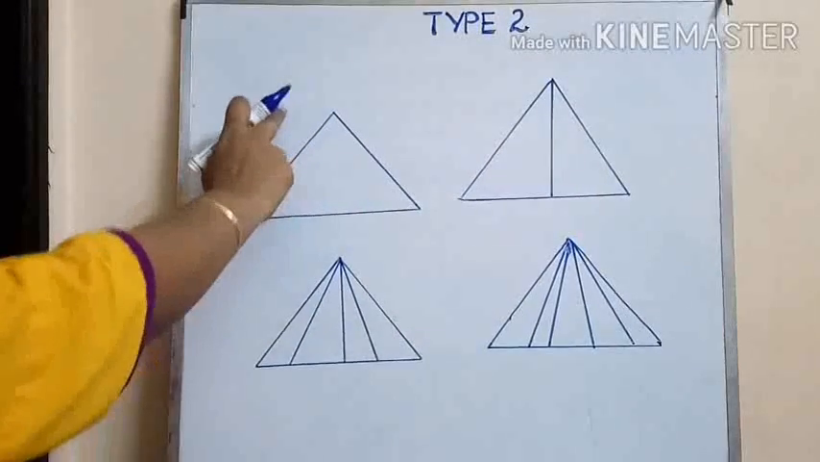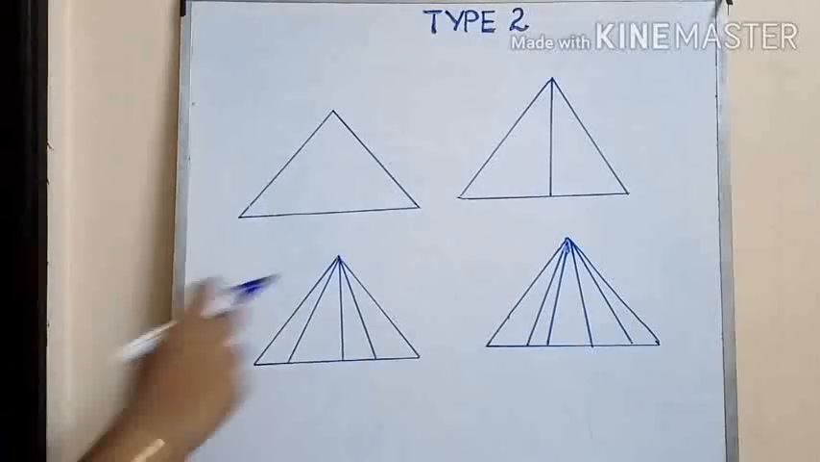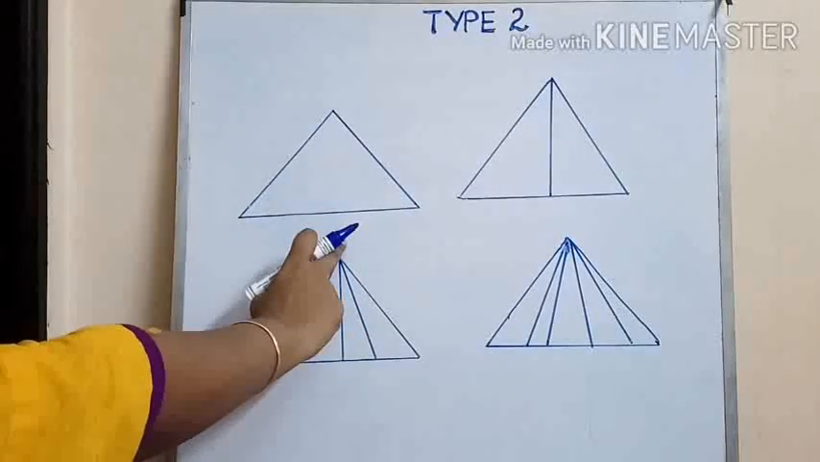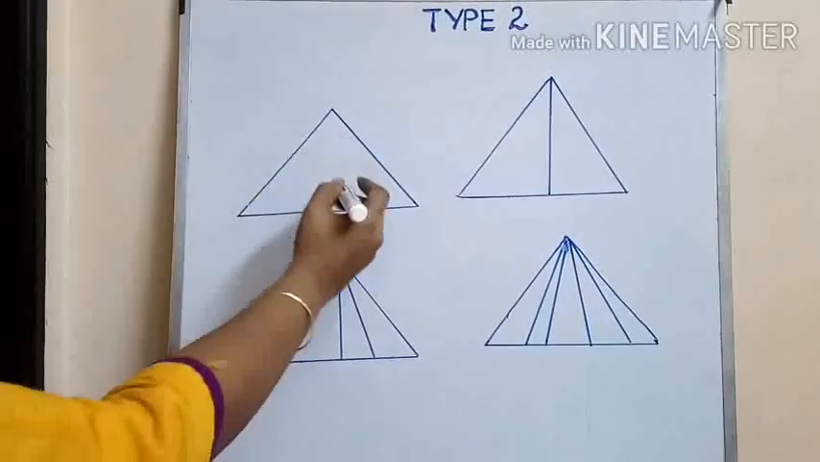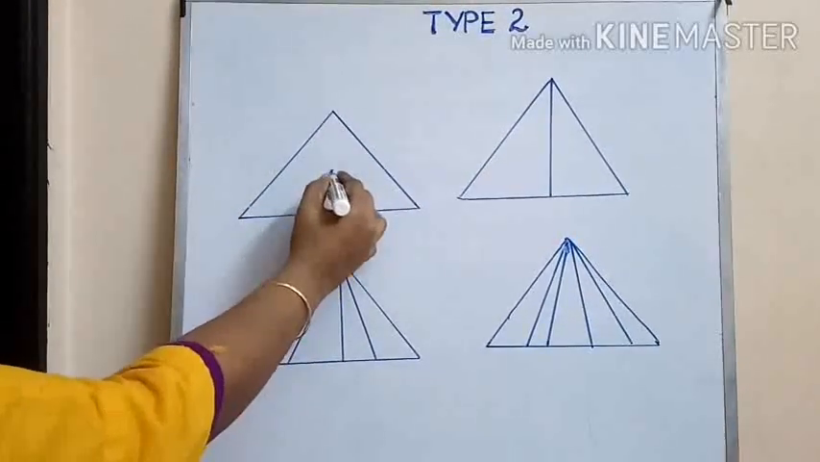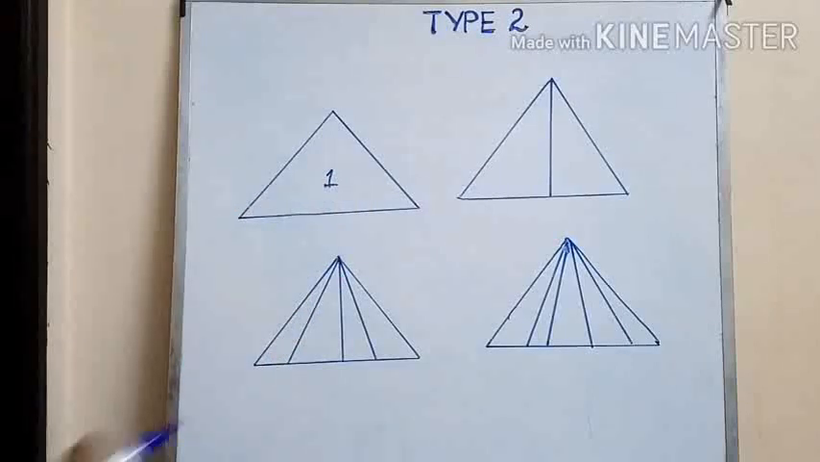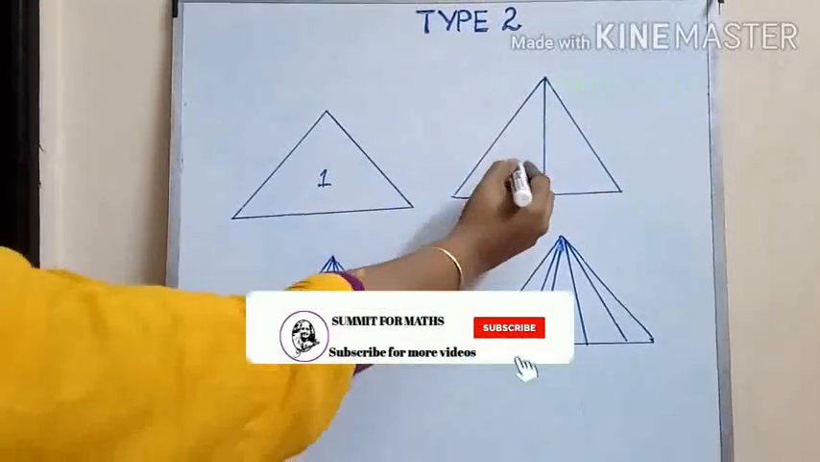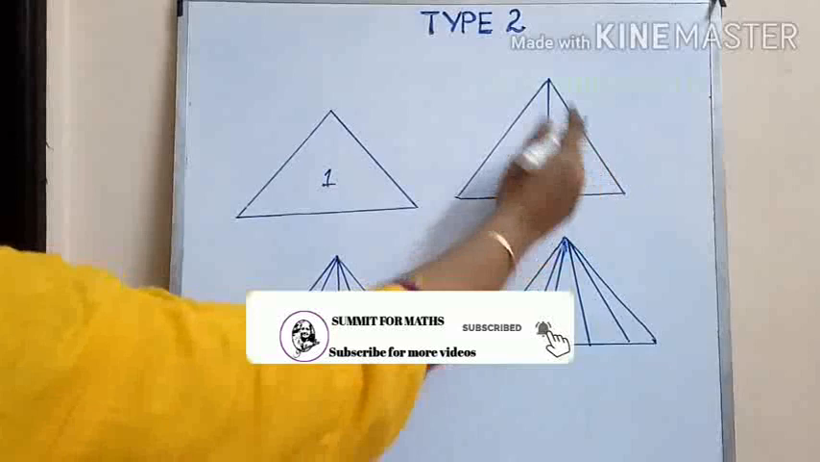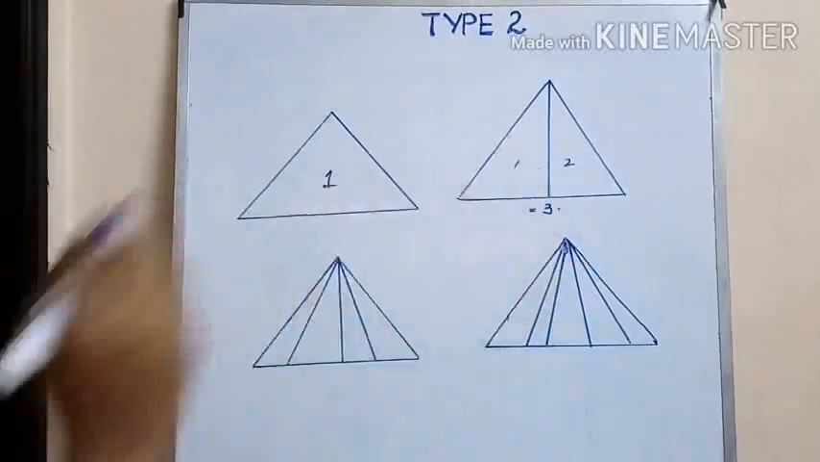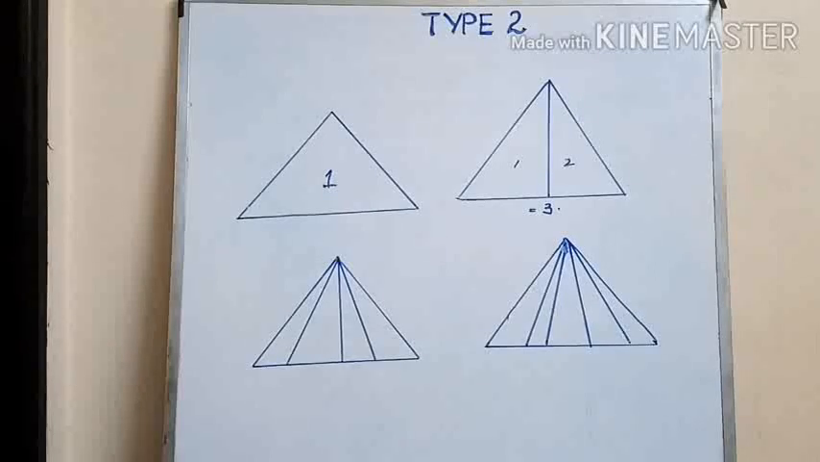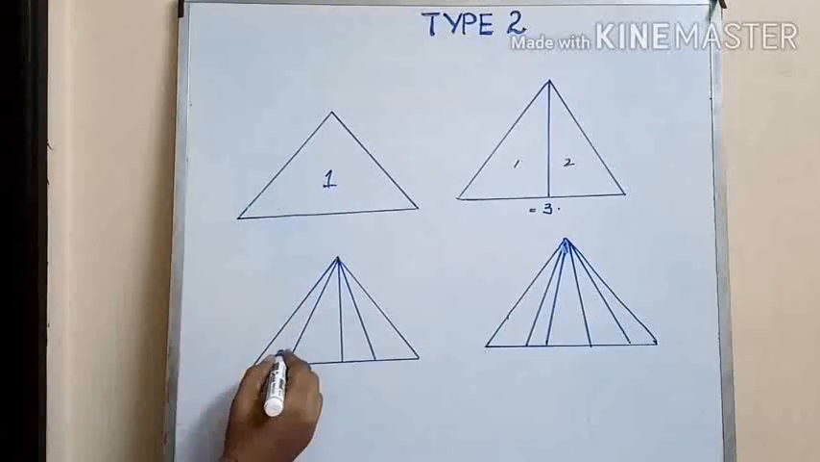Here in type 2, counting triangles with the triangle having number of bisects with vertex. So here in the first type we have just one triangle. Here in the second type the number of possible triangles is 3. If the number of bisects keeps increasing, we can calculate it with a formula.